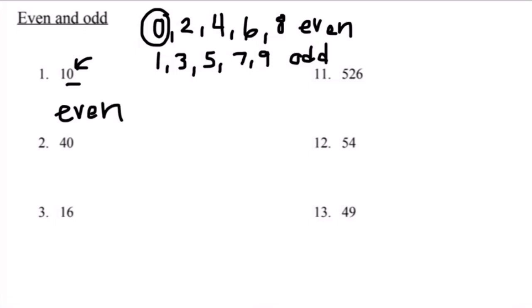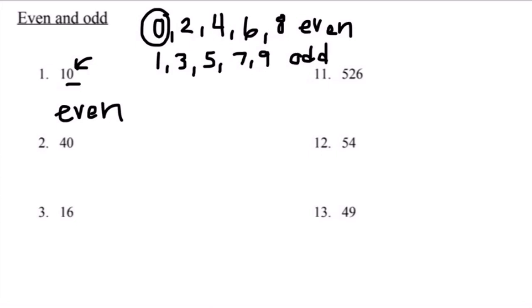We can further prove this by dividing 10 by 2. If 10 is divisible by 2, we know that this is an even number. 10 is divisible by 2 because 10 divided by 2 equals 5. Therefore, 10 should be even.